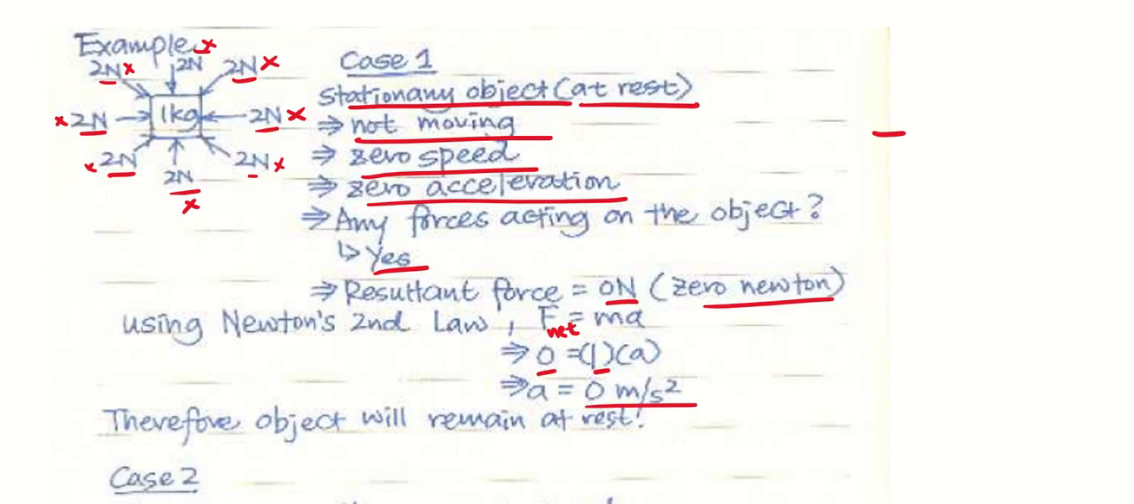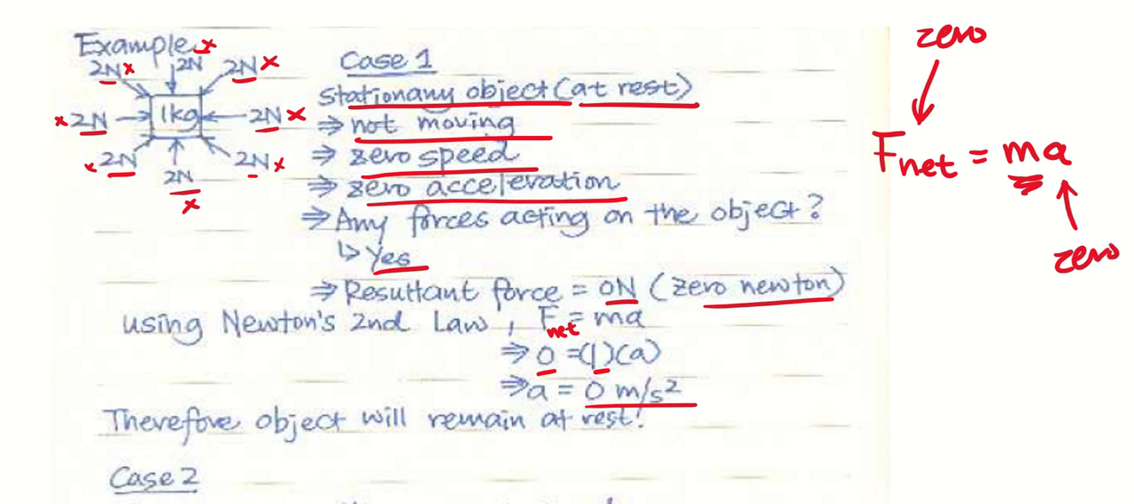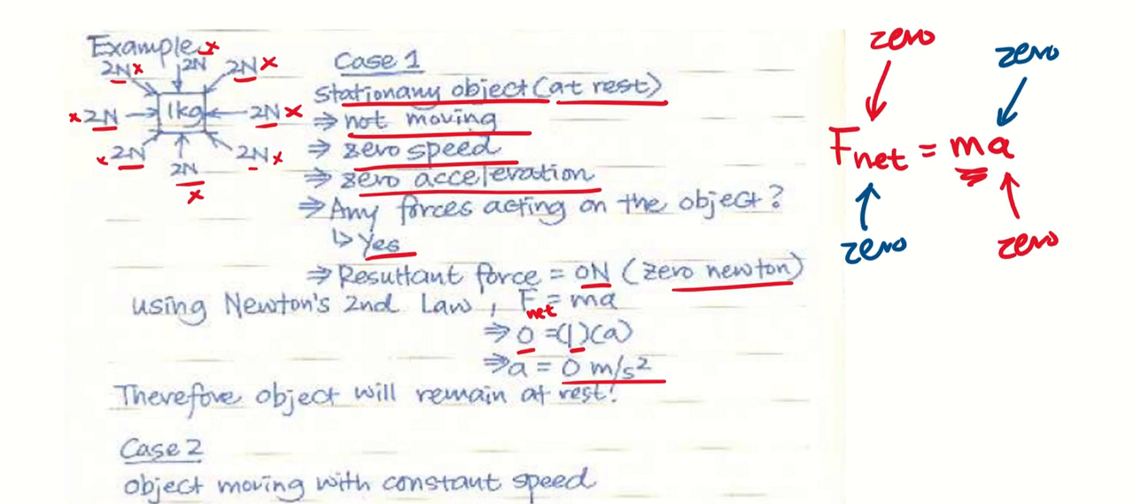Okay, if we look at this formula, F net equals ma, mass cannot be 0, right? But if the F net is 0, therefore acceleration must be 0. Vice versa, if the acceleration is 0, that means F net is 0. This is a very simple relationship. Since the object is already at rest, not moving, therefore the object will remain at rest.